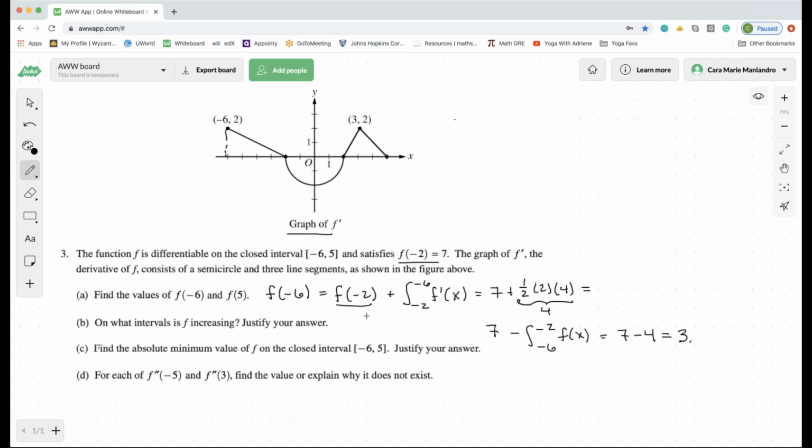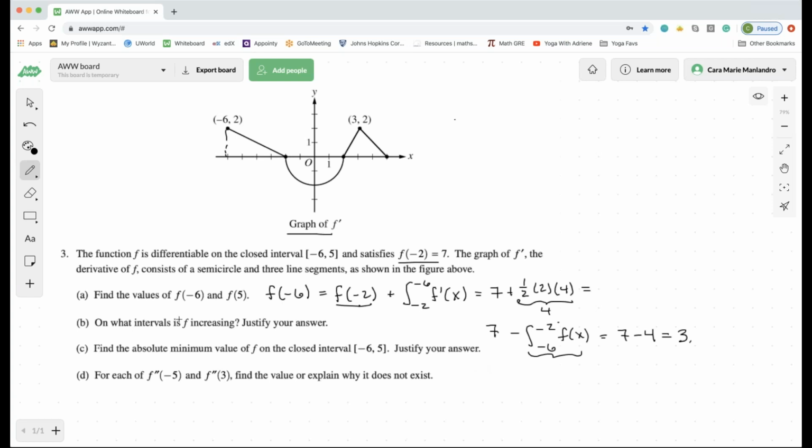So the question's probably going to be on the bounds. Since I started at -2, why do we add the -2? Because I know what it is. So I'm starting at -2, and then to get the value at -6, I add the area from -2 to 6. All right, but what they gave me on the graph is the integral from -6 to -2, so I have to flip those bounds, which makes it a minus sign. All right.